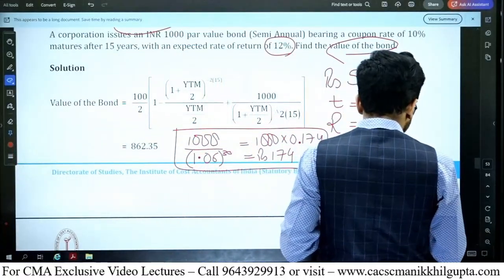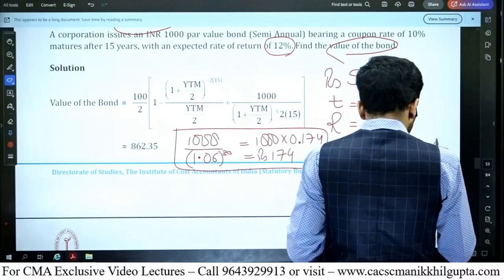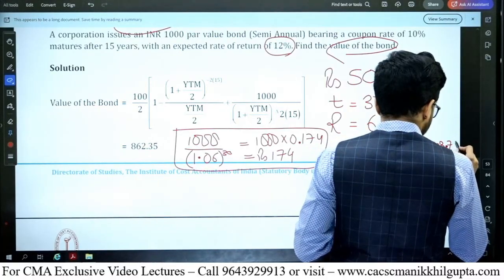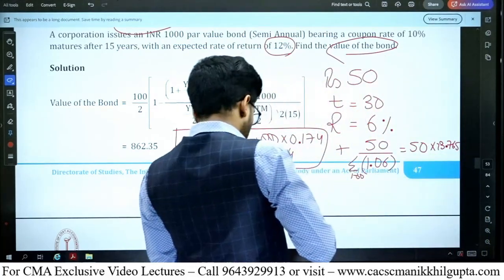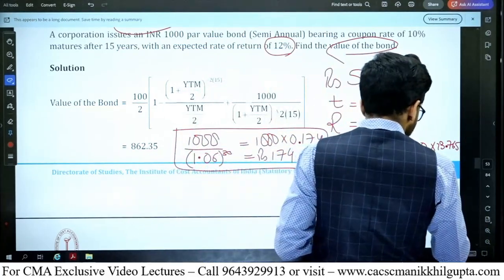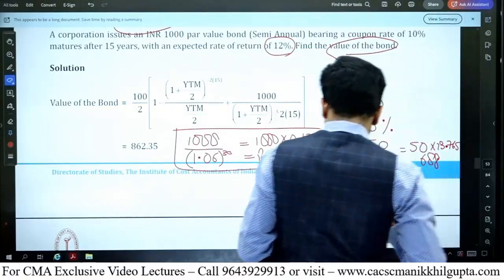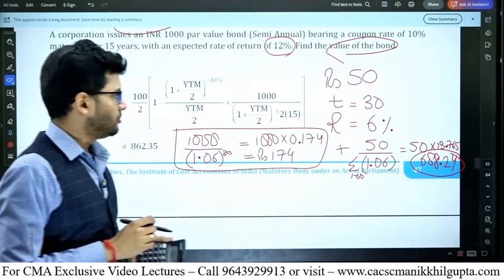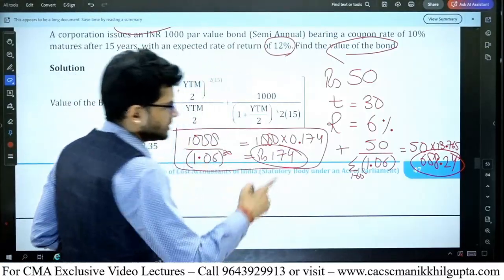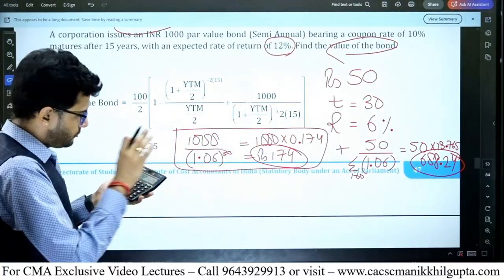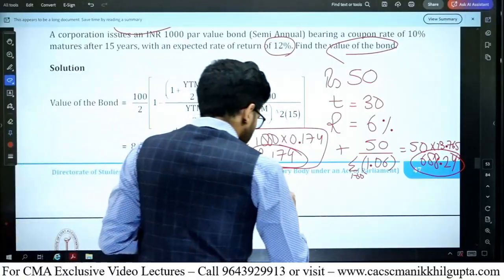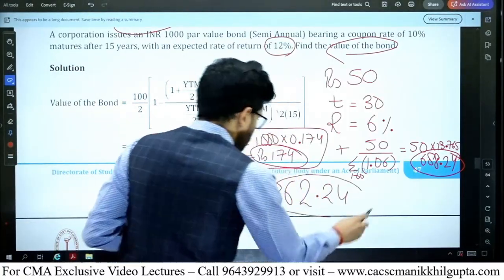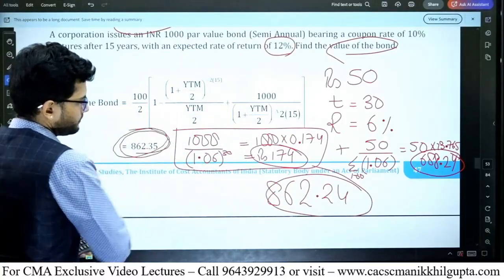This gives me a figure of 13.765, multiplied by 50. This gives me a figure of 688.24. So this is the present value of the interest. This is the present value of 1000. This is the present value of interest. So 688.24 plus 174, the present value of the bond is computed as 862.24, which is the same as our answer. Minor decimal differences.